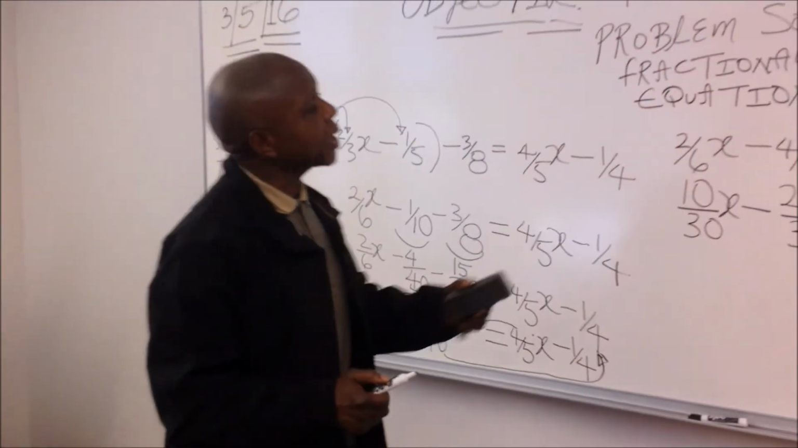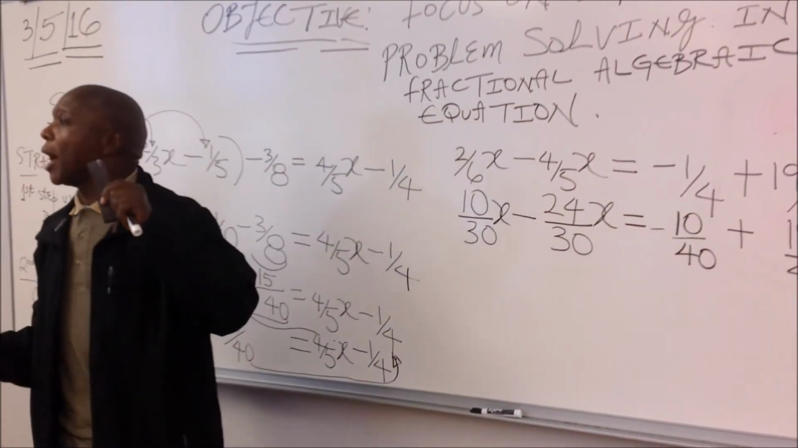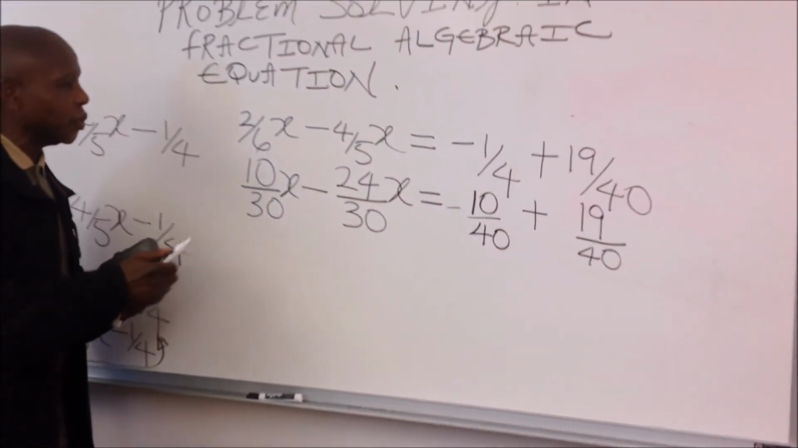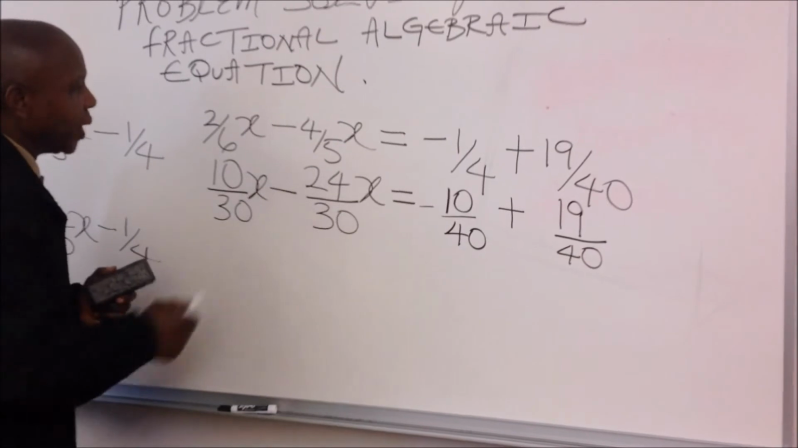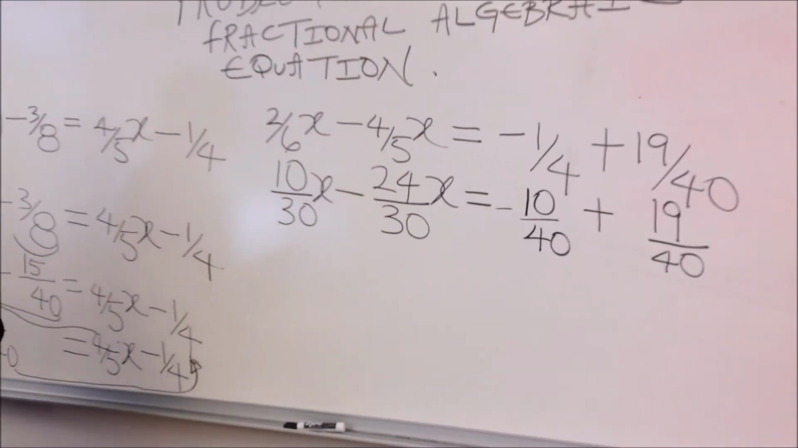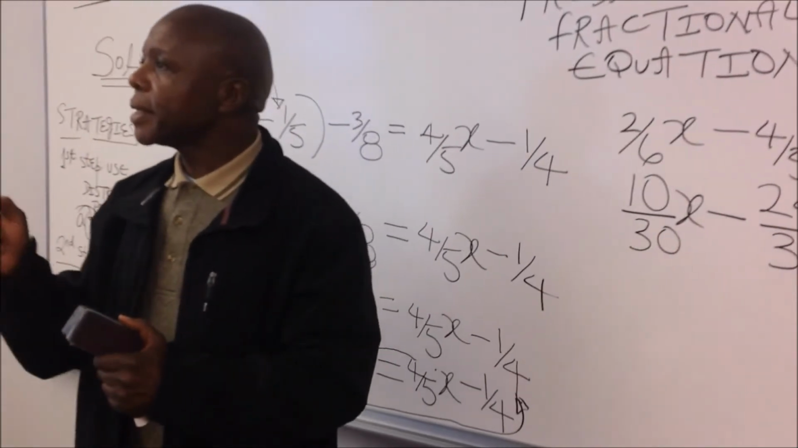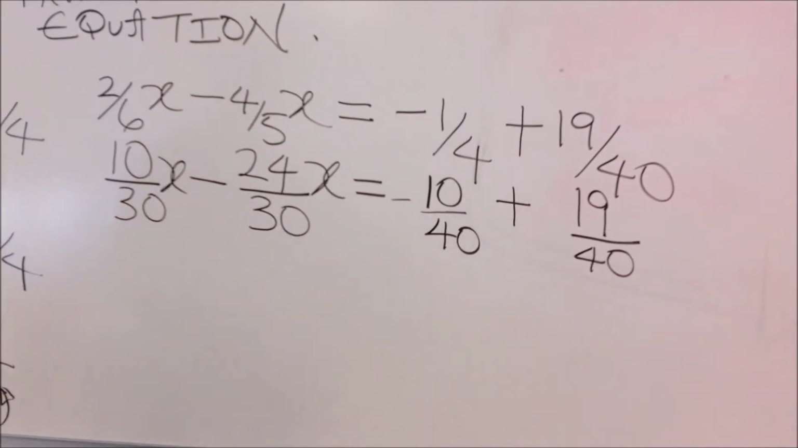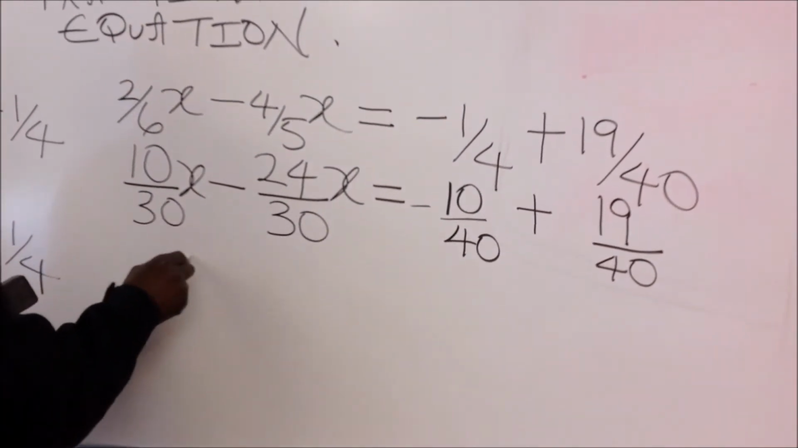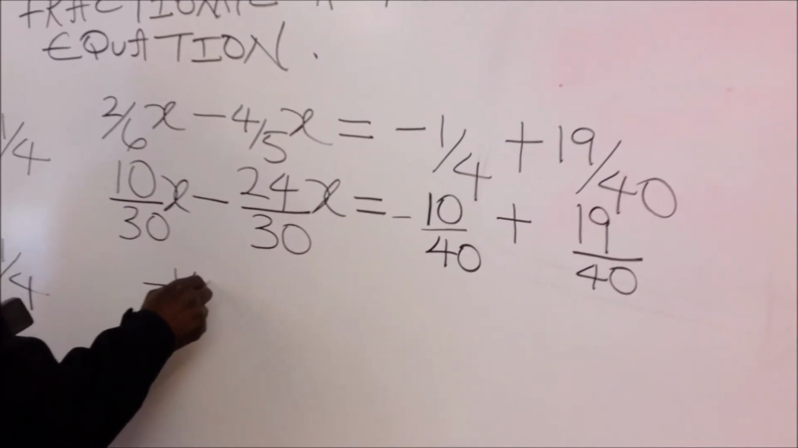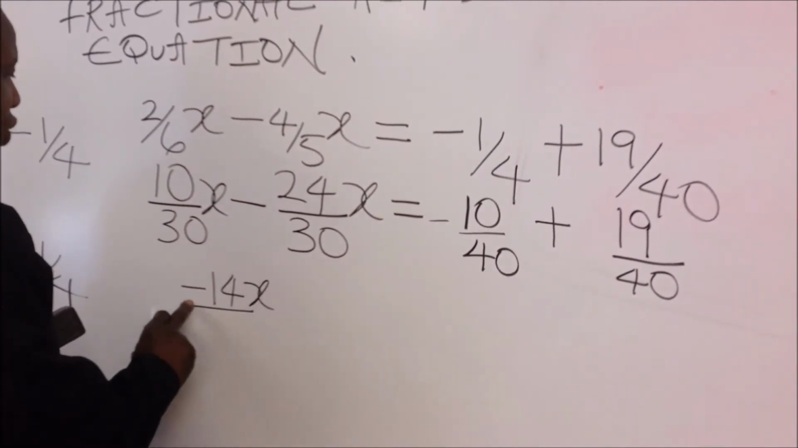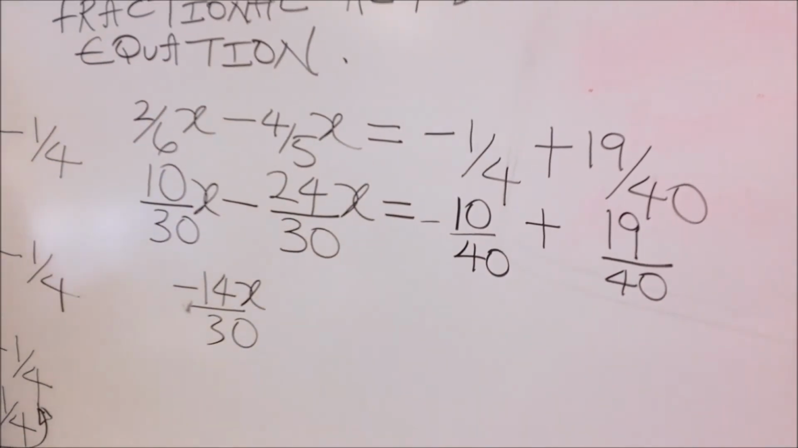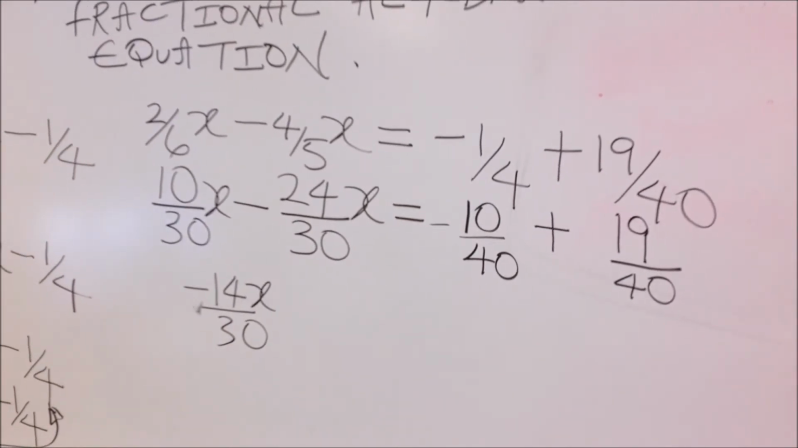Because in fractions you cannot combine anything unless you have what? A common what? Denominator. So that means we're going to do what? Do 10x minus 24x. What's 10x minus 24x? Negative 14x, thank you very much. Over what? Over 30. Negative 14x over 30.